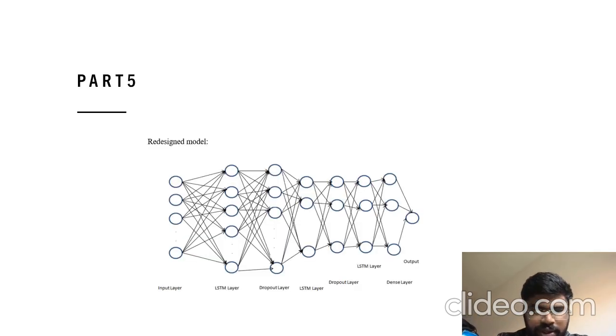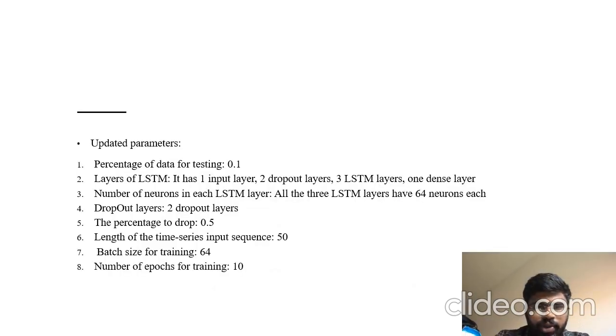This graph shows the redesigned model. It has input layers, LSTM layers, and dropout layers. And it has two input layers, two LSTM layers, two dropout layers, and one output.